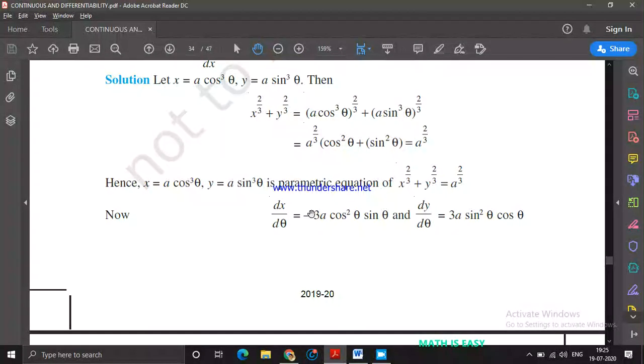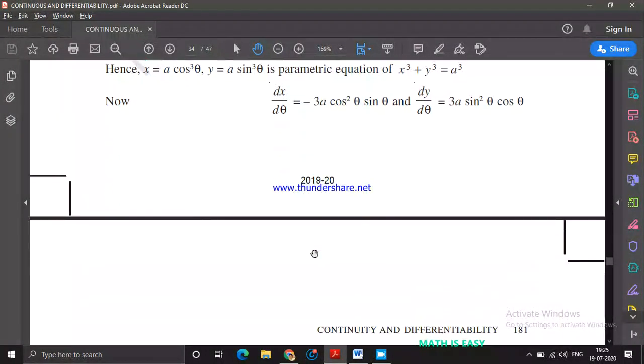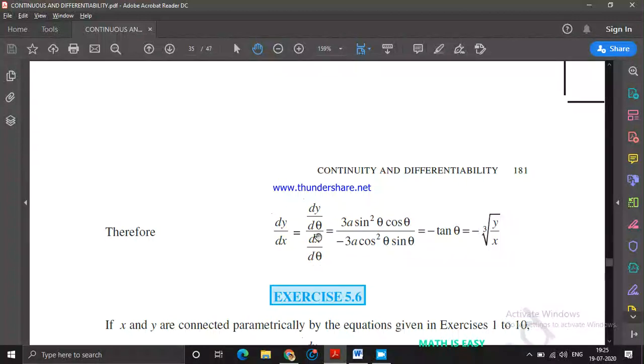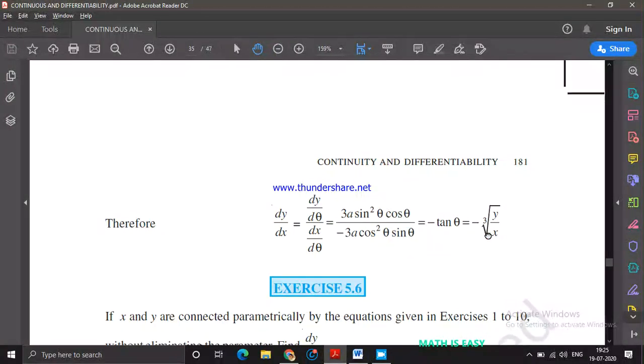As you want dy by dx, divide dy by d theta upon dx by d theta. Here everything will get cancelled. So here you have minus y by x whole to the power of 1 by 3. This is a cube root. If it is a square root, I'll write it as 1 by 2. If it is a cube root, I'll write it as to the power 1 by 3.